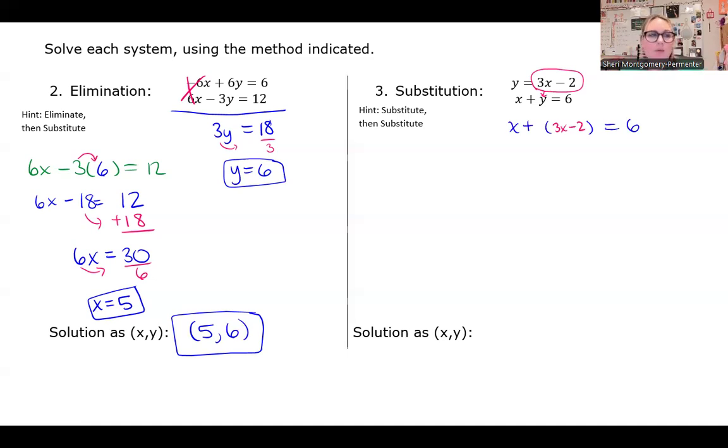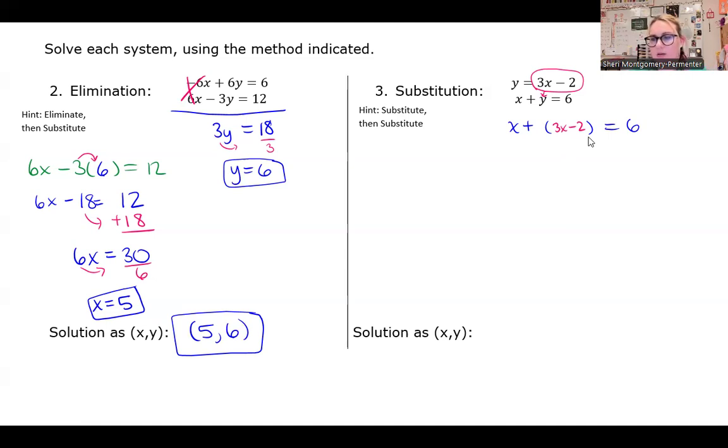So from here, I don't have anything to distribute. So we've got our directions up here on the left of the board. Substitute, distribute, combine like terms, two-step equation. We just substituted. There's nothing to distribute, so we're fine. Combine like terms.